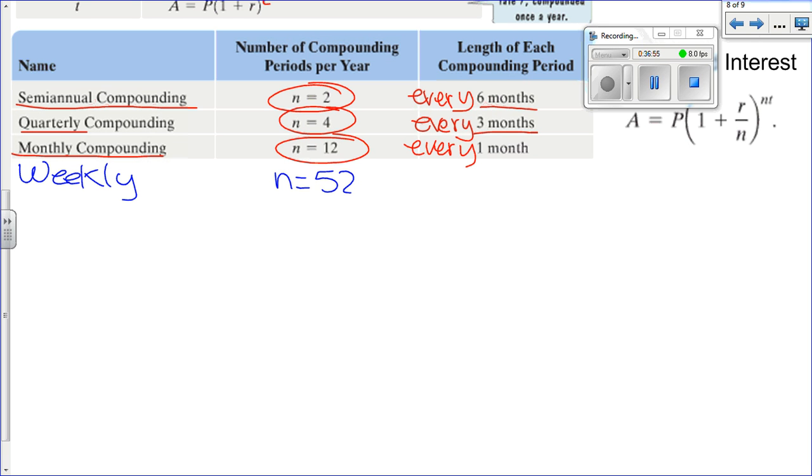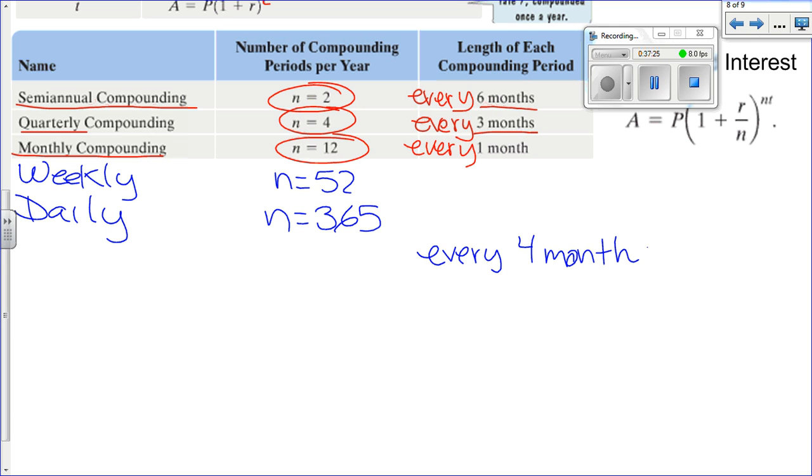What else do we have? Daily. And that will be n is equal to 365. Interesting fact, in real life, they use 360. I don't know. I'm not an accountant. What else? What if we have something that says every 4 months? Did you do this in Algebra 2? Yes, thank you. n will equal what? 3.